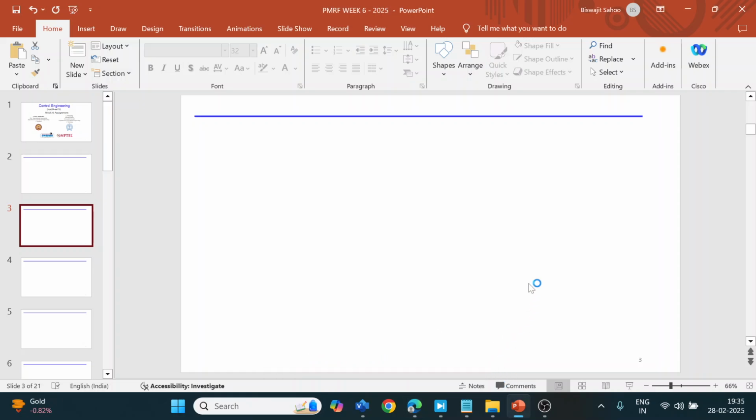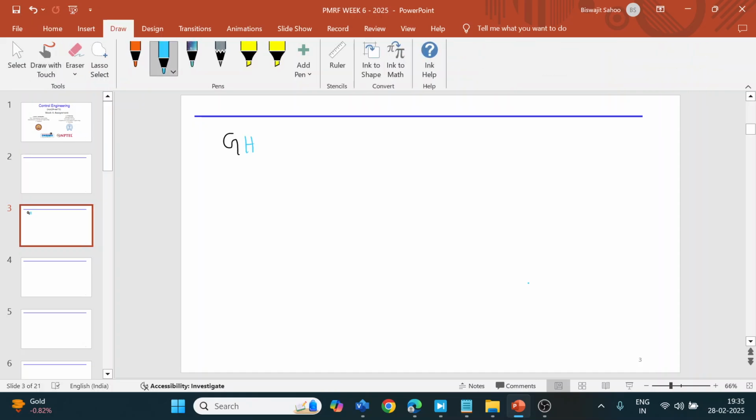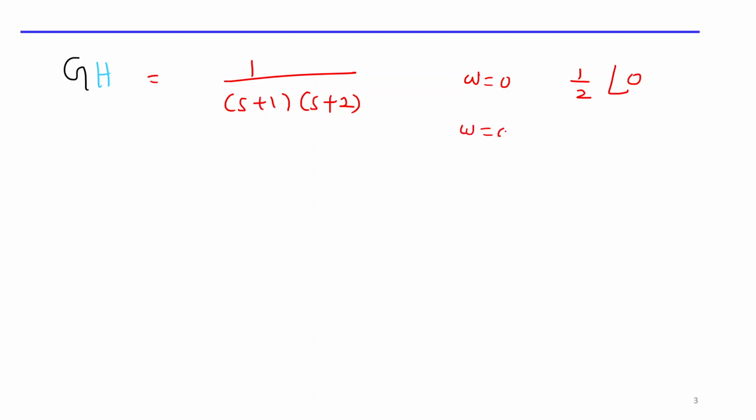But for now, let me quickly draw that question. GH equals 1 divided by (s plus 1)(s plus 2). I am solving this question. At omega equal to 0, the amplitude is 1 by 2 at an angle 0. At omega equal to infinity, it will be 0 at an angle of minus 180.